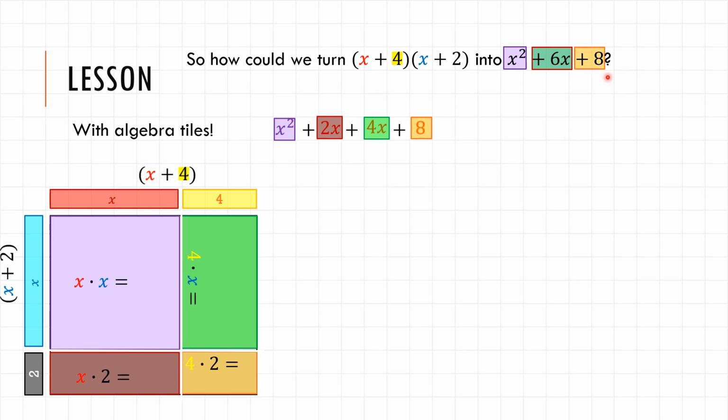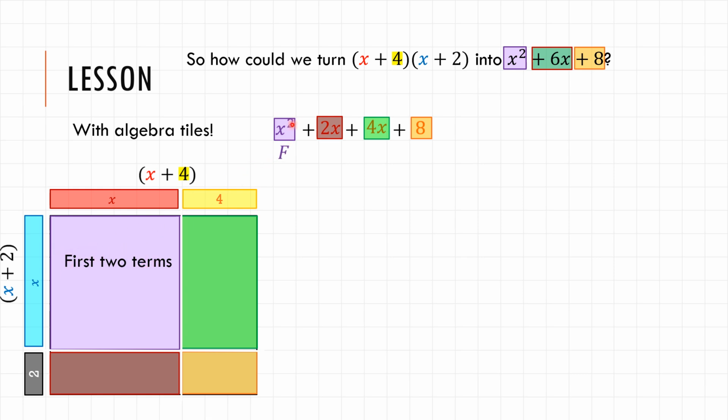Now, there's a little code to help you remember how to come up with this expression a little bit quicker. And that code is called FOIL. This means, how did we get this term? Well, I took the red x and a blue x. These are the first two terms, and that's where we get F from.